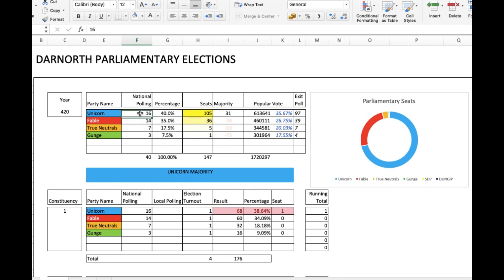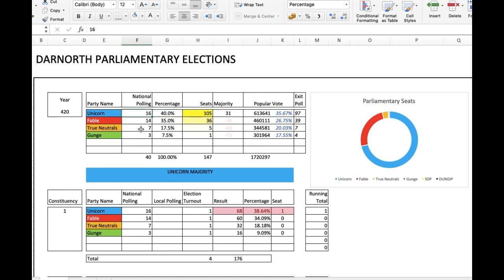Now, to work out the national polling, I just rolled some d20s. I rolled two d20s and just applied the number to each of the parties. It turned out that the total was 40 between them, and then I gave them a percentage based on that. I will get back to this because the national polling changes between election cycles going forward. But across the board, each party gets their national polling bonus.